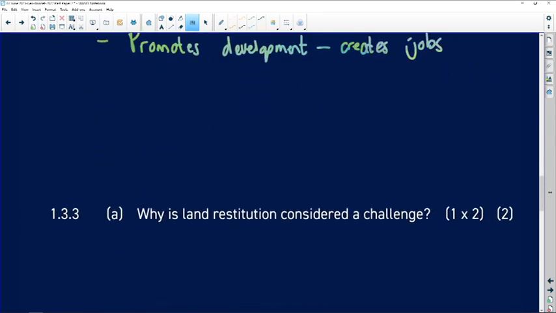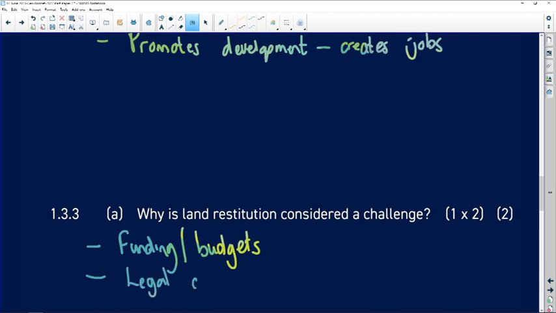Question 1.3.3. Why is land restitution considered a challenge? According to our case study, funding and budgets: it's expensive because there are lawyers involved, and that's my second point. There need to be legal arrangements so both parties can be happy.